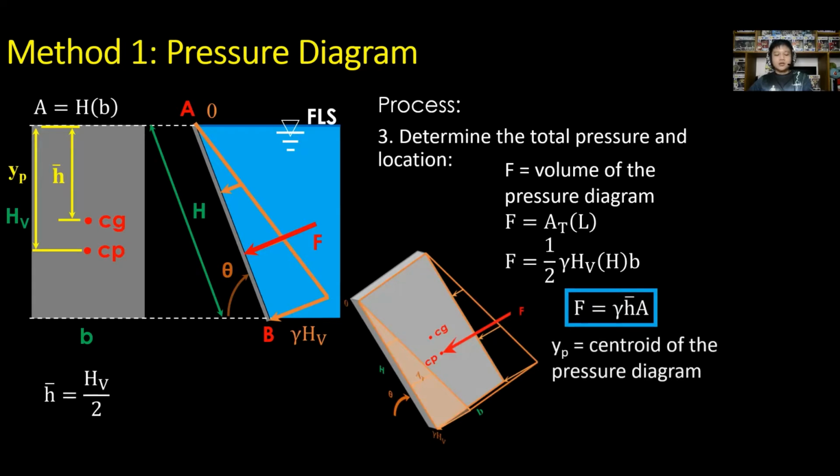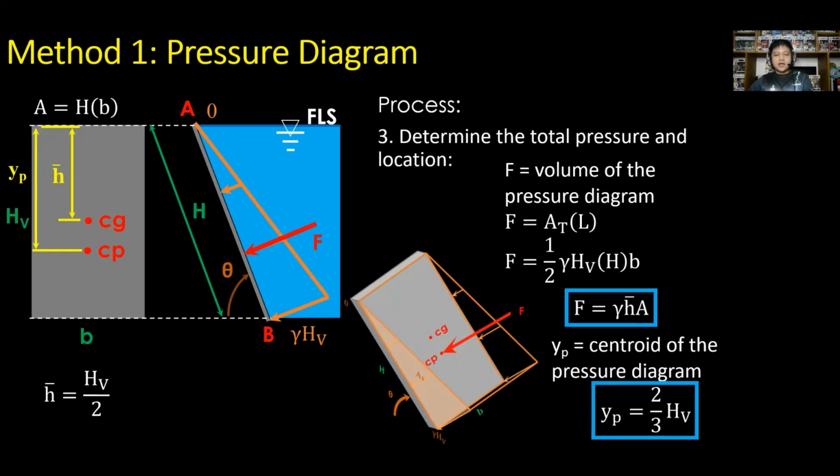And for the location of F at the center of pressure, or CP, that is the distance y sub P, or centroid of the pressure diagram. For this sample, if measured until free liquid surface, it is 2/3 of H sub V. But if it is from the bottom, then consider 1/3 of H sub V.